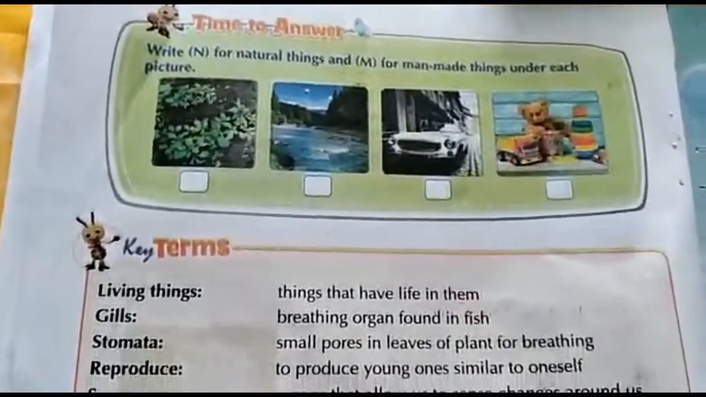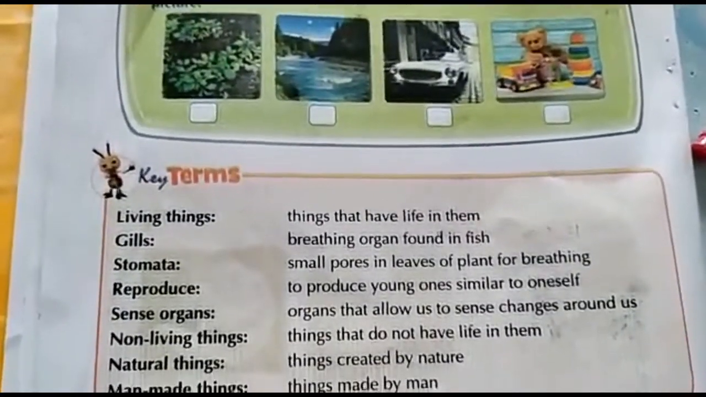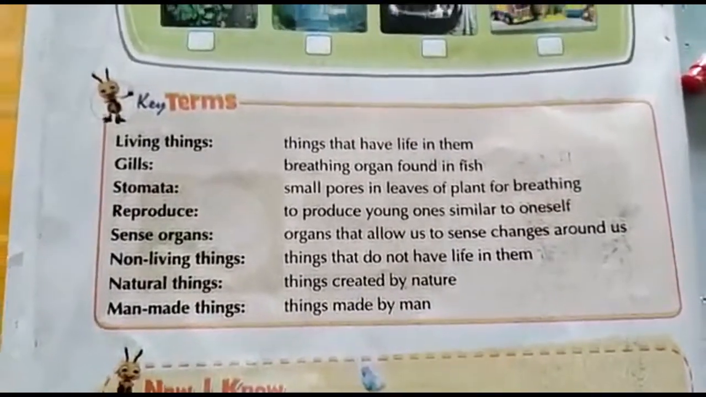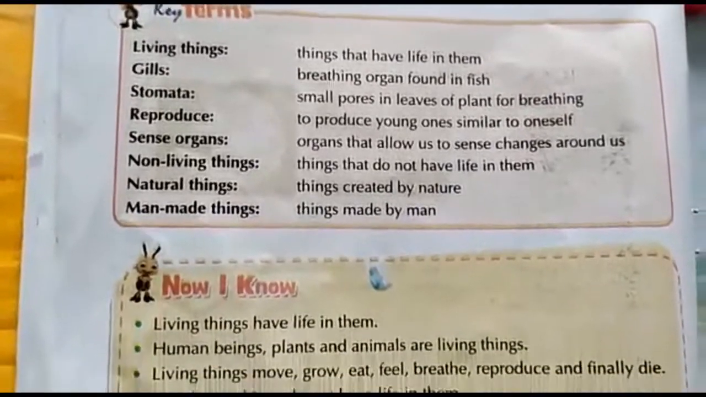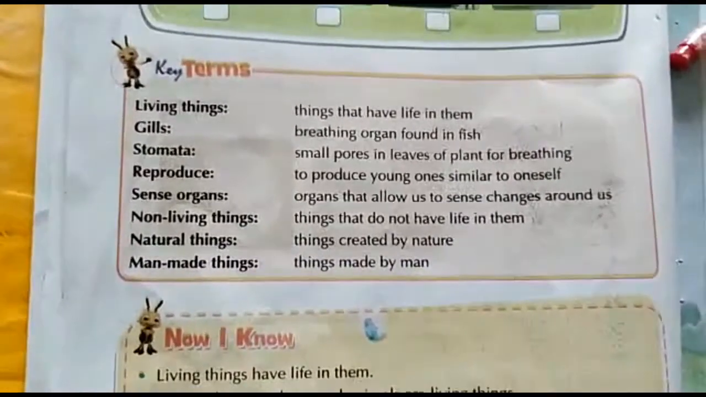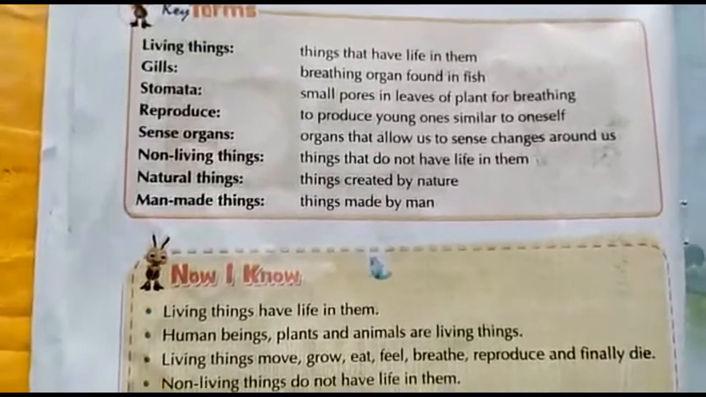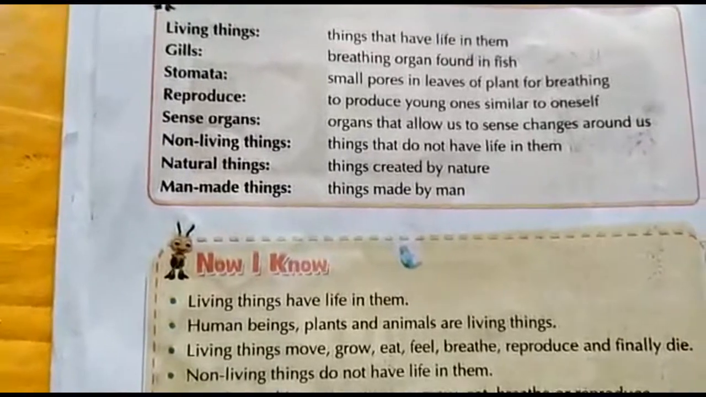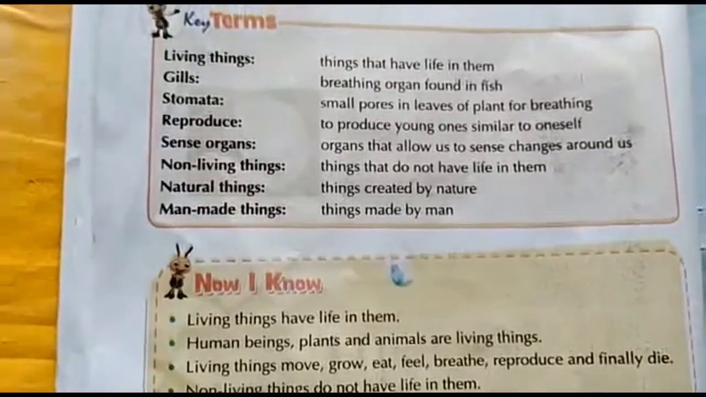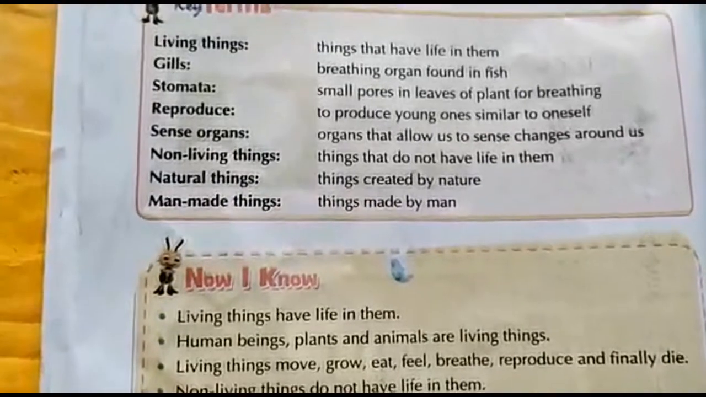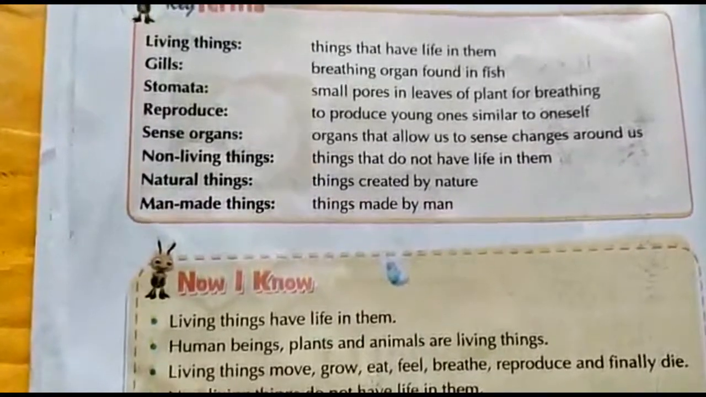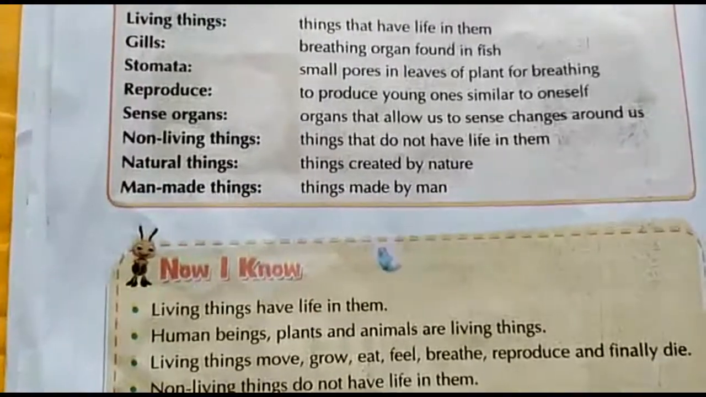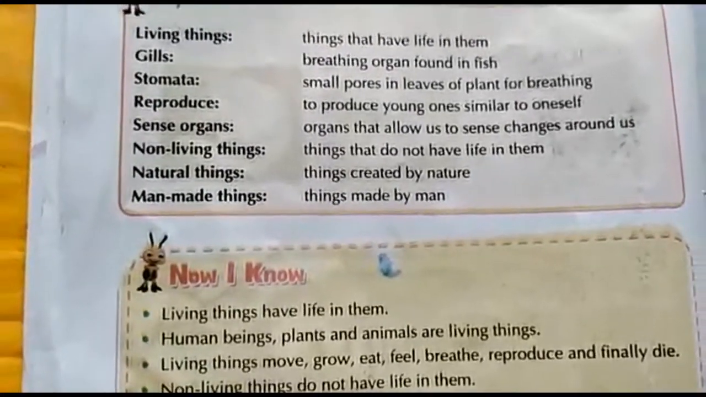Okay, children, in this lesson we have learned about living things, non-living things, natural things and man-made things. What are living things? The things which have life in them are called living things. Non-living things are those which do not have life in them. Natural things are the things created by nature. Man-made things are the things made by man.